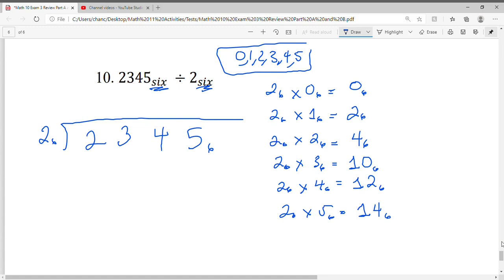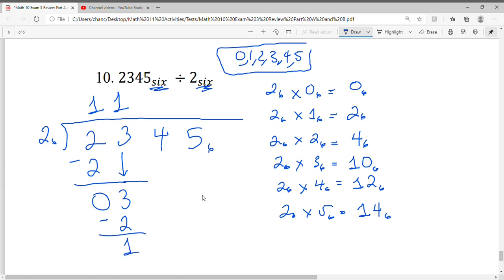2 base 6 times what gives me close to 2 base 6? Well, that's going to be a 1. Multiply 2 times 1. In base 6, I get a 2. Subtract, I get a 0. Bring down this 3. And now we repeat the process. 2 base 6 times what gives me close to 3 base 6? Well, I look at my chart. The closest I can get is with a 1. So we'll put a 1 here. 1 times 2 base 6 is 2 base 6. Let's subtract, I get a 1.